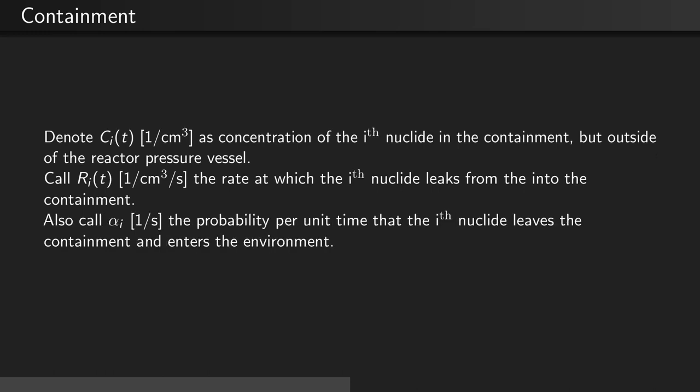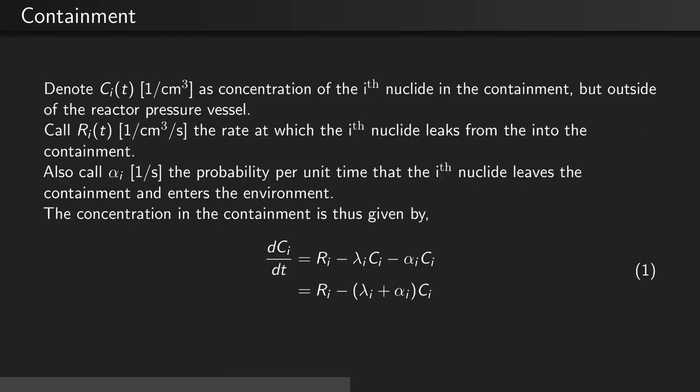Finally, call alpha sub i the probability per unit time that the ith nuclide leaves the containment and enters the environment. The concentration in the containment is thus given by dc_i/dt equals r sub i minus lambda_i c_i minus alpha_i c_i, which means that dc_i/dt equals r_i minus (lambda_i plus alpha_i) times c_i.